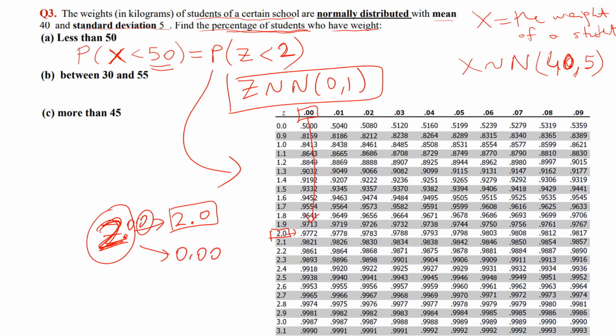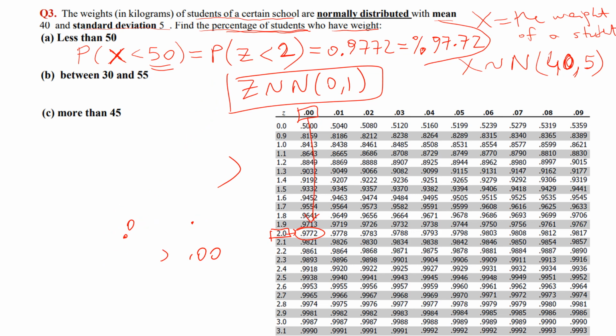So the corresponding value will be 0.9772. So I will say this is 0.9772. And if you write it in a percentage, you can write it as 97.72%. So you can say that 97.72% of the students weigh less than 50. And we will do the same thing for the others. So let's write this one in terms of x.